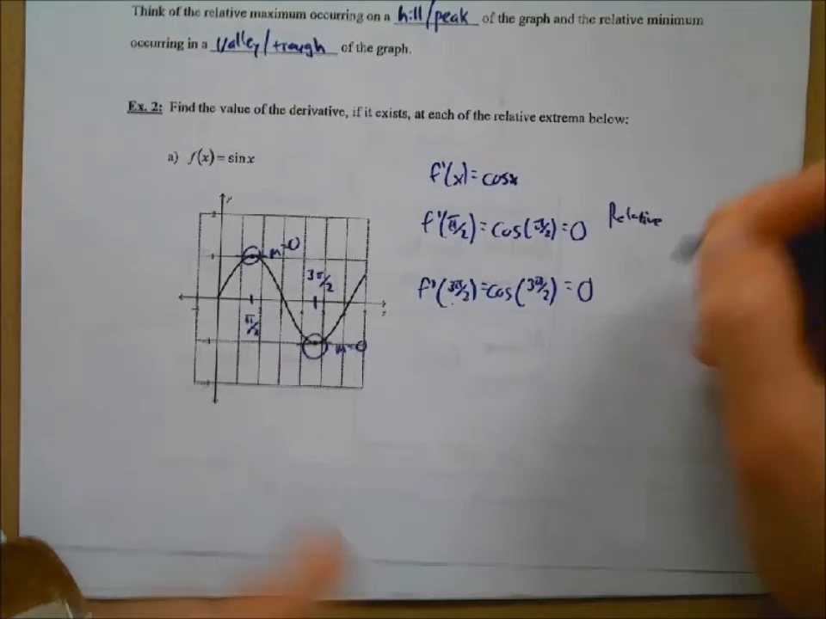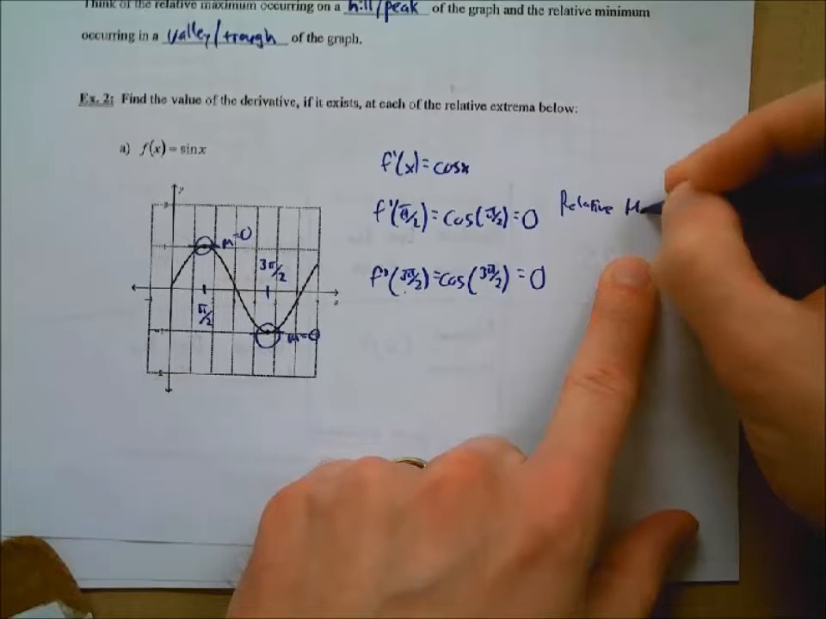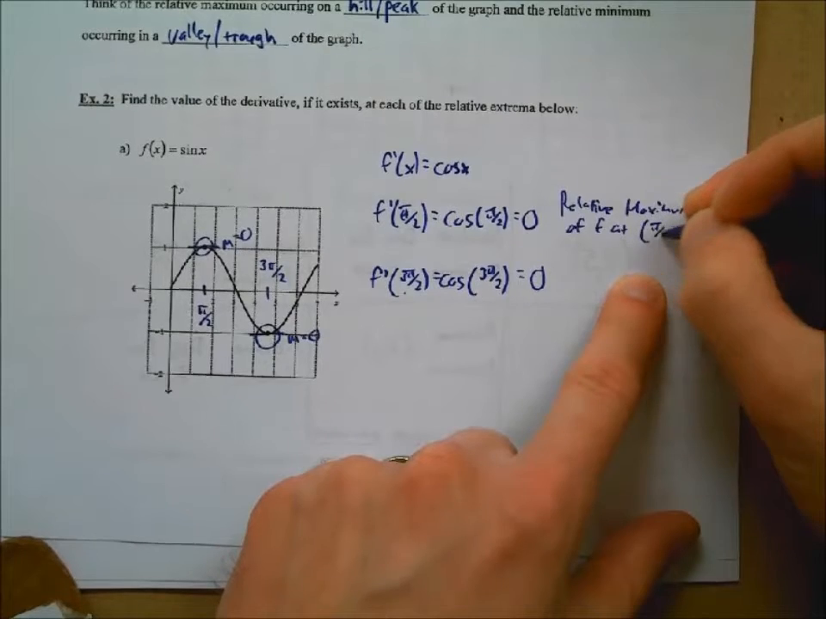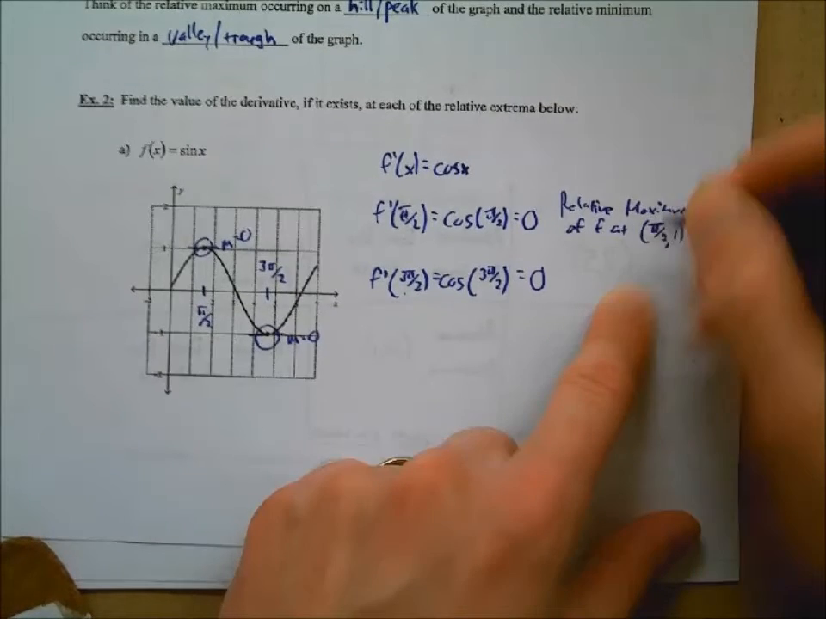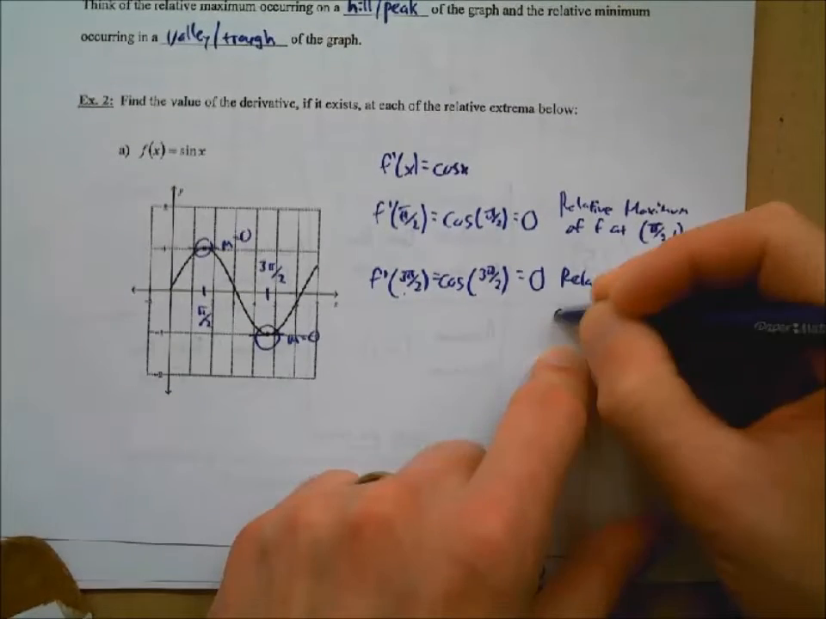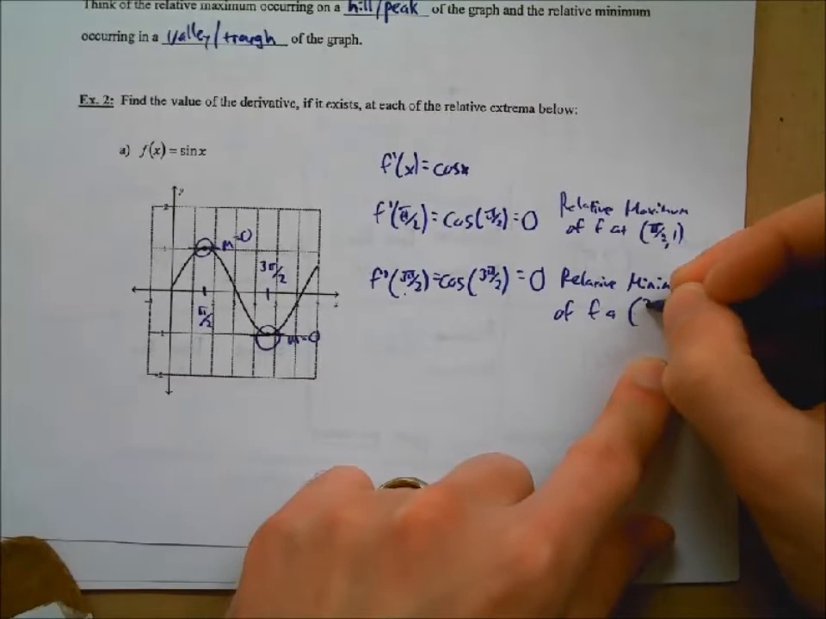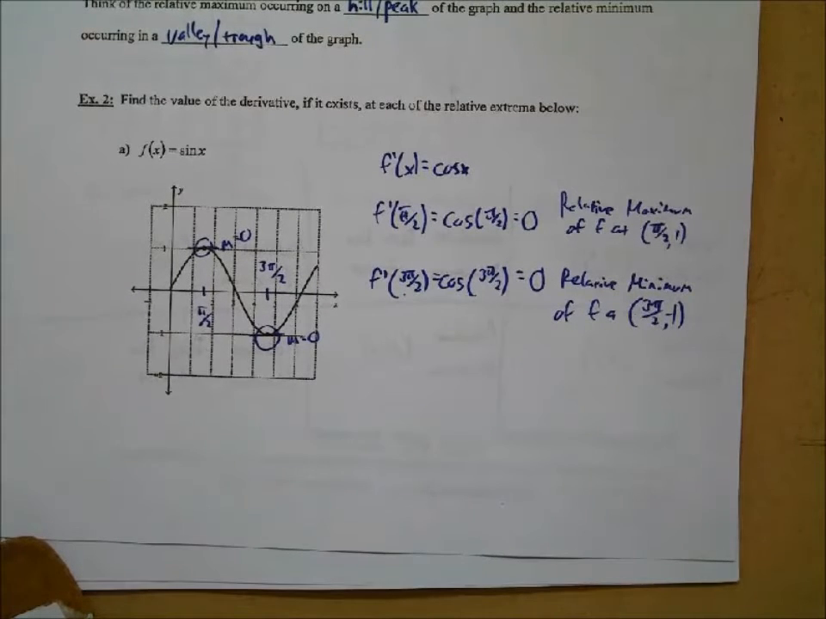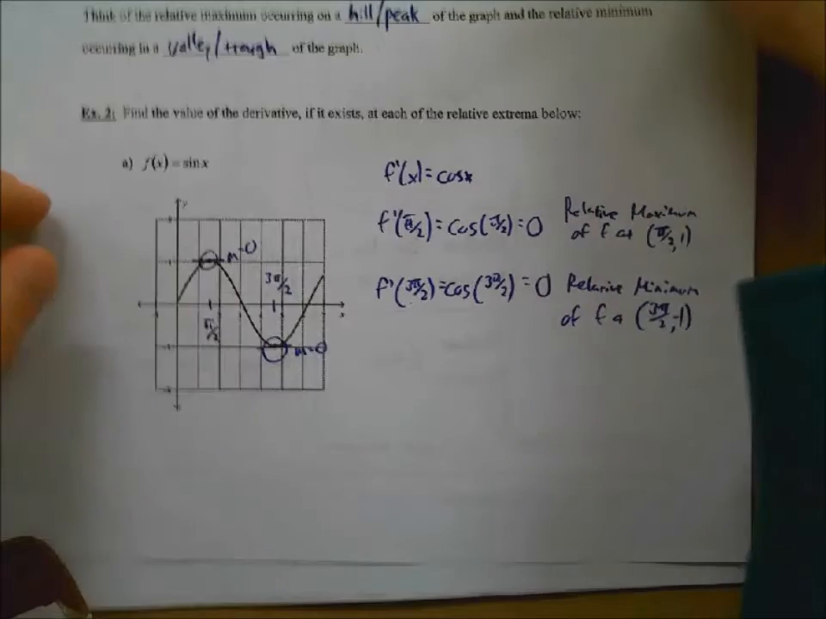And so at pi over 2, that's a relative maximum, right? So relative maximum of f at pi over 2, comma 1. And we also have a relative minimum of f at 3 pi over 2, comma negative 1. Okay? And so we might be like, aha, it looks like maybe there's a relationship between relative extrema and the value of the derivative at those particular points. Because in both cases here, at our relative extrema, the derivative was equal to 0 at those points. Okay? But let's turn the page here.